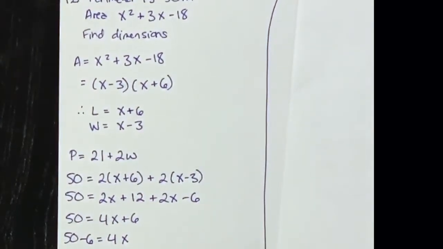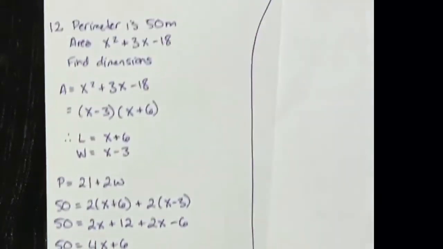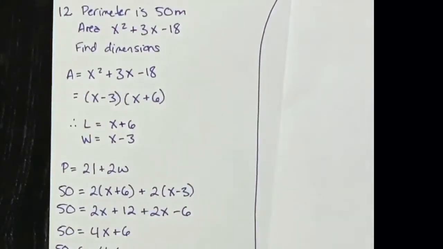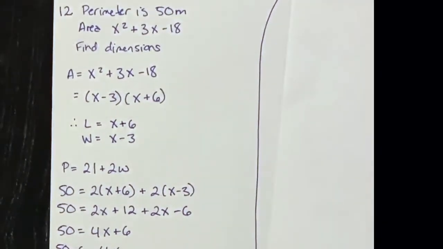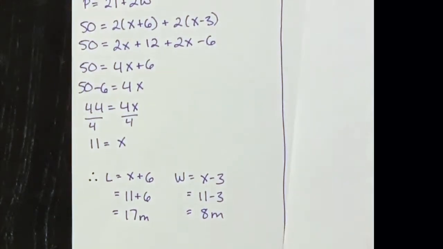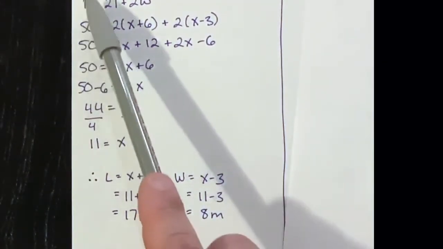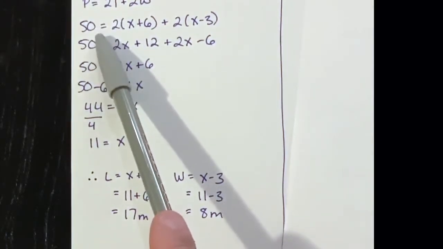Once I have my length and width, now I need to recall that perimeter is 2 times length plus 2 times width. That's the formula for perimeter. So it told me in the question, if I scroll up here, that the perimeter is equal to 50 meters. So when I use my perimeter formula, I'm going to put 50 equals, because it told me 50 was the perimeter. Perimeter, 50. Okay?